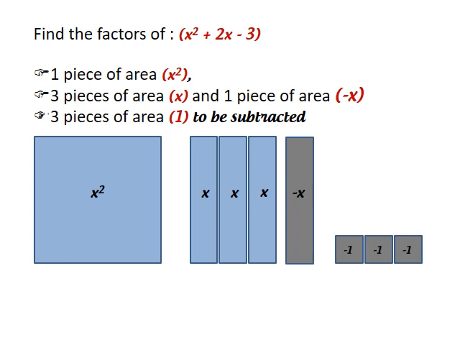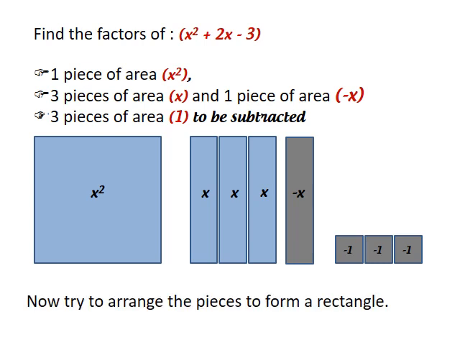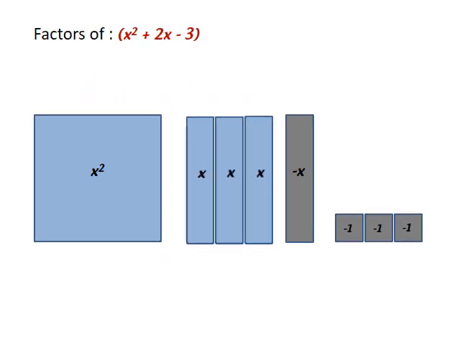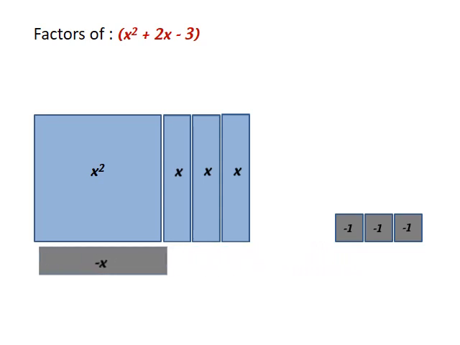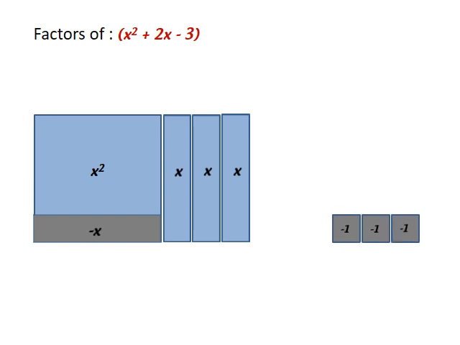So now can we do something about this? So I arrange the 3 x's like this, and the minus x, I would arrange it here, and I'm left with the minus 3, the 3 pieces of area minus 1, so those I can arrange it here. So now if you see, I have got this as a rectangle.